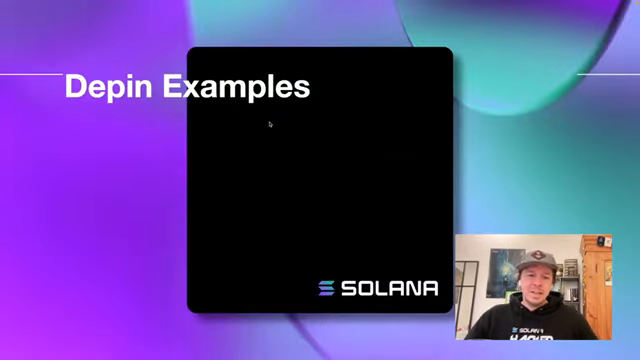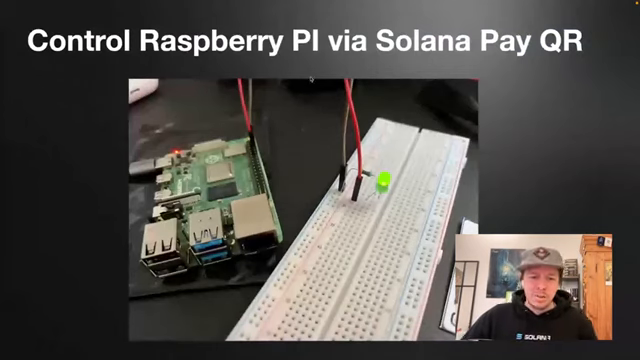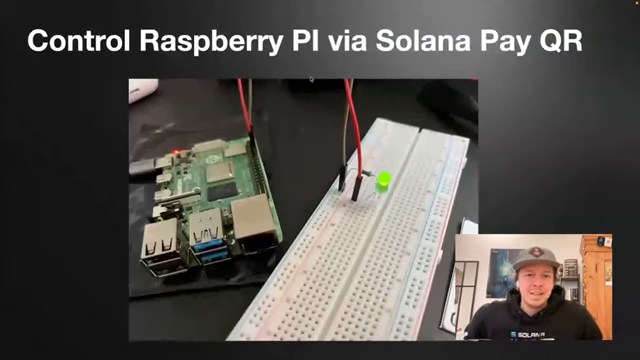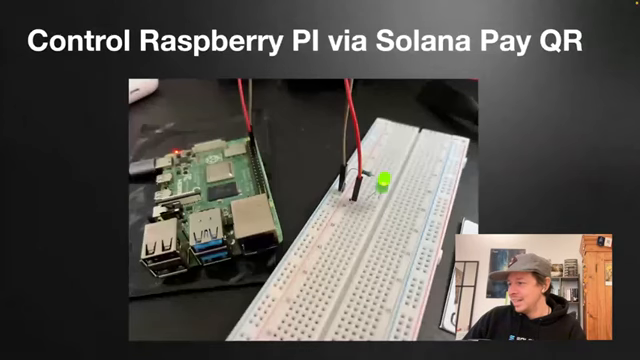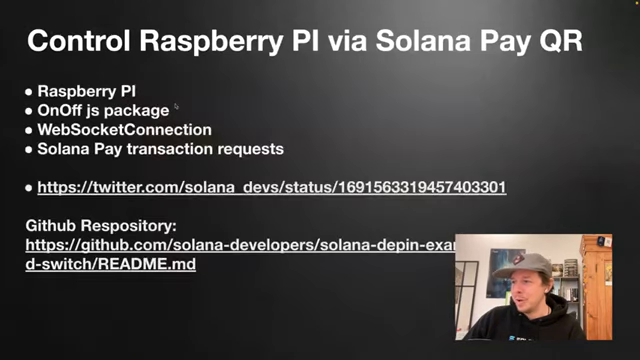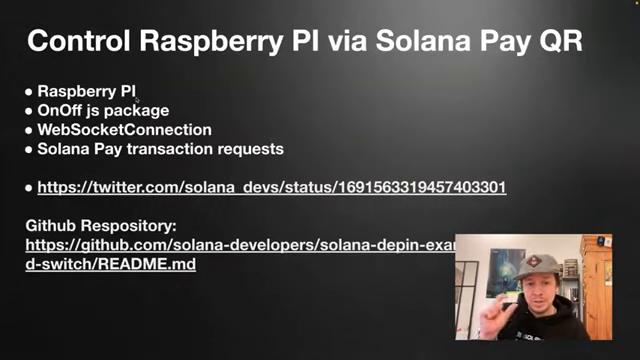But first, let's see what would be the hello world of hardware integration with Solana. One of the examples we built is how you can control a Raspberry Pi with Solana Pay QR codes. Here you can already see there's a little QR code, and there's a Raspberry Pi and an LED. All you need for this is a Raspberry Pi. Then you use the JavaScript package called on-off. And then you have a WebSocket connection, and then you use these Solana Pay QR codes to change the state on chain. And now I'm going to quickly show you how this works.